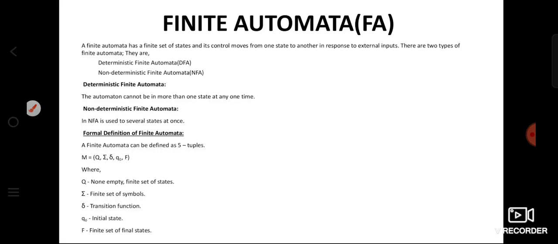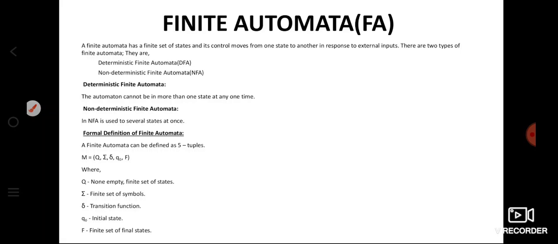So this is the very first abstract model in formal languages and automata theory. In the previous video I told you various types of abstract models are used for computation. So this is one of the various abstract models. Clear? So first, what is finite automata?